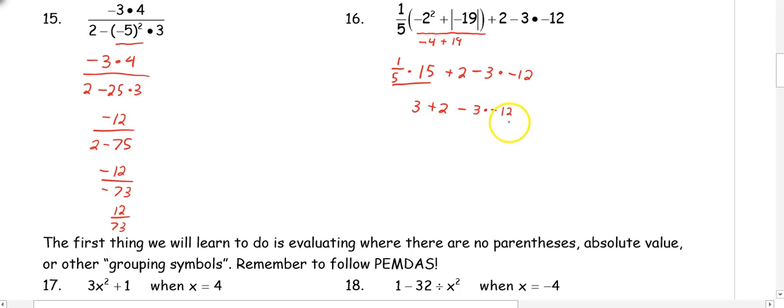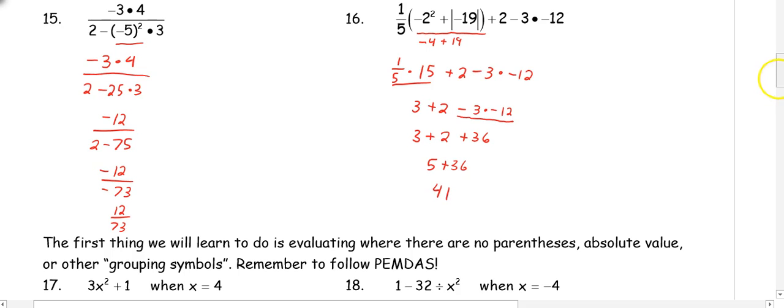So next we're going to multiply. We're going to keep that negative with the 3. So negative 3 times negative 12 is 36. So we now have 3 plus 2 plus 36 because the two negatives made a positive. And then we can add from left to right. So 3 plus 2 is 5, plus 36 gets us 41.